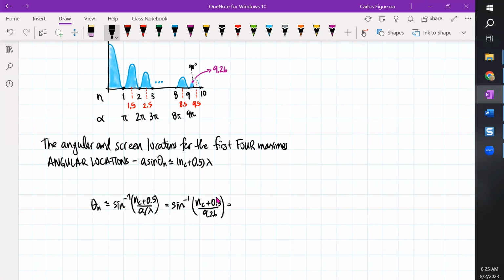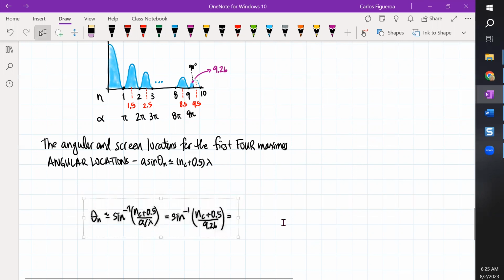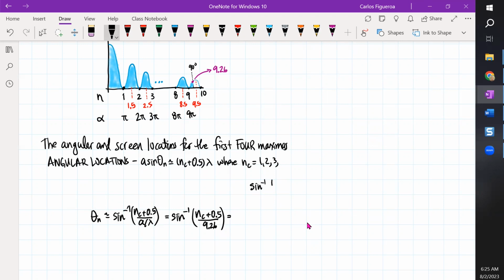Now remember, Nc is then going to be 1, 2, 3. Note it's plus or minus, but I'll add the plus or minus at the end. So if I look at the first one, this is going to be sine inverse of 1.5 over 9.26.